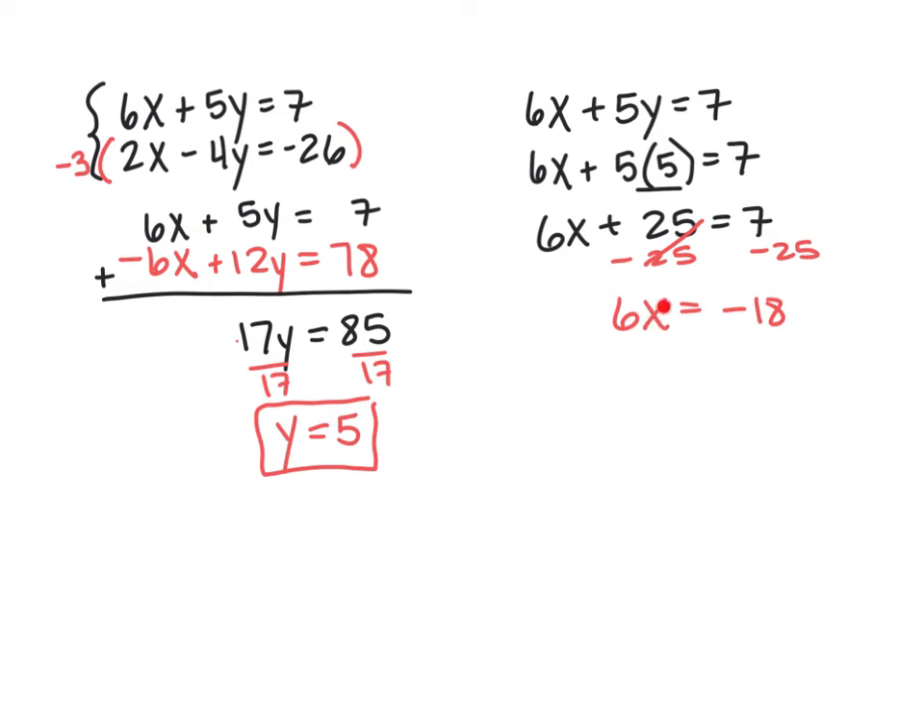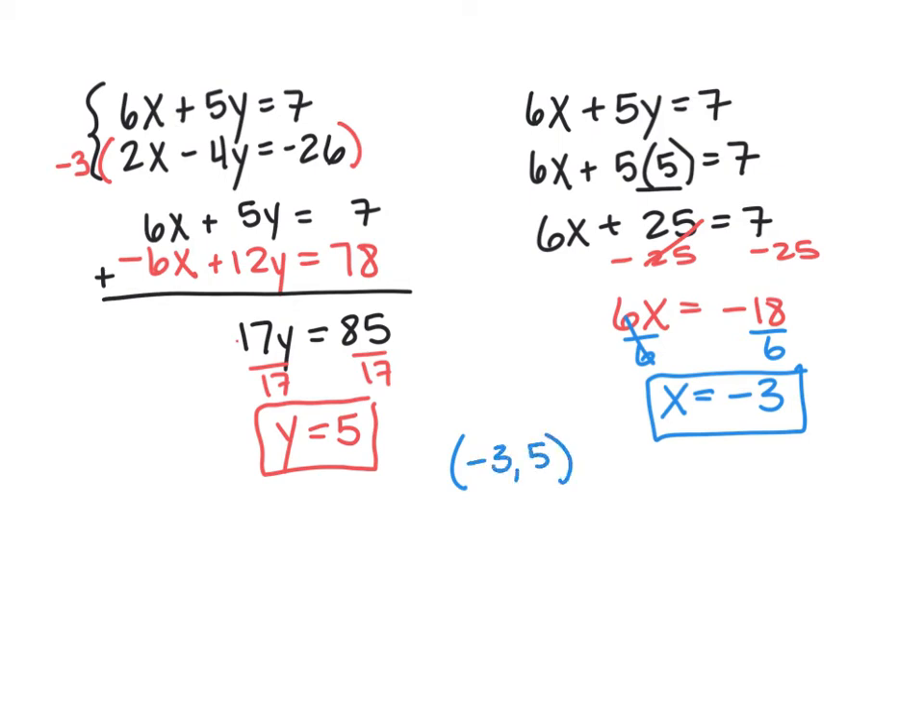Still inverse operations to isolate my variable x. He's being multiplied by 6. The inverse of multiplied by 6 is divide by 6, both sides of the equation. Negative divided by a positive is a negative. 18 divided by 6 is 3. So the point at which these two equations would intersect would be at negative 3 on the x and 5 on the y. So that's how you do that.